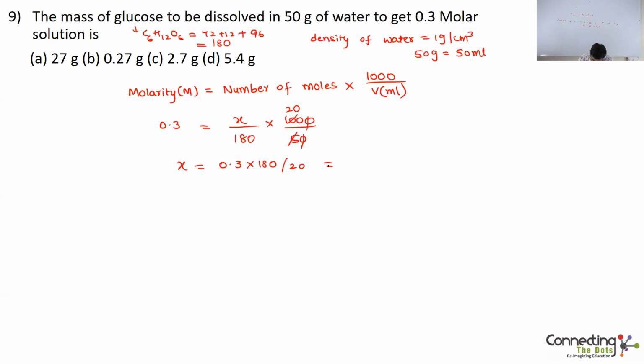So what is it equal to? Let us calculate that. 0 goes off, 2 nines are 18. So it will be 0.3 times 9, which is approximately equal to 2.7 grams. So option C will be the correct answer.